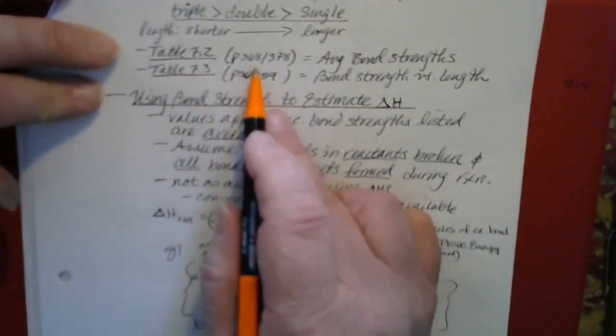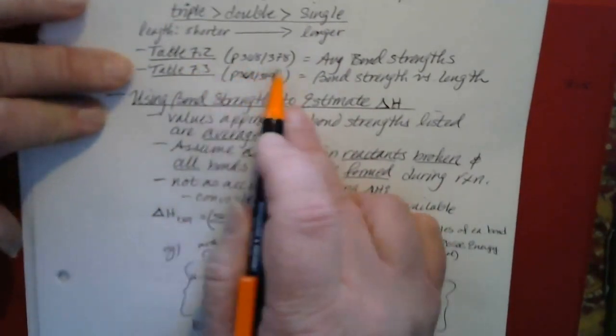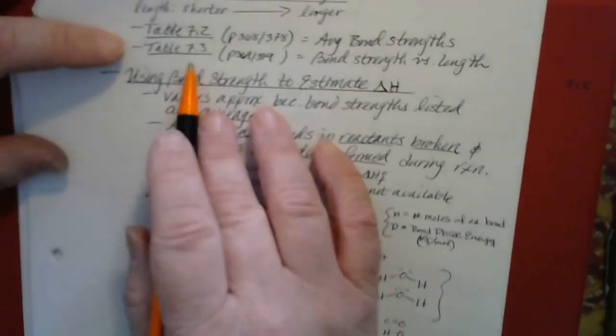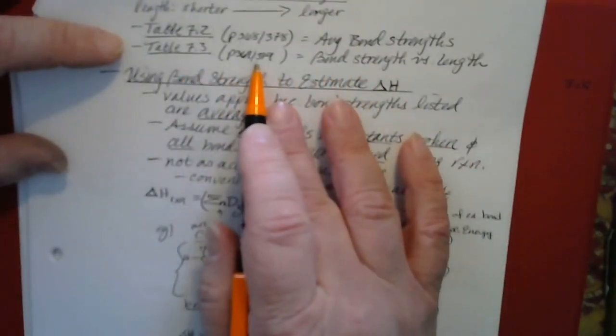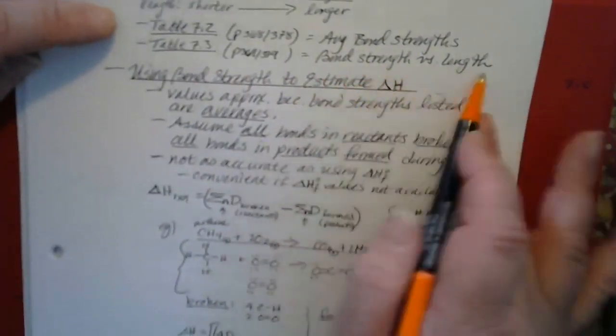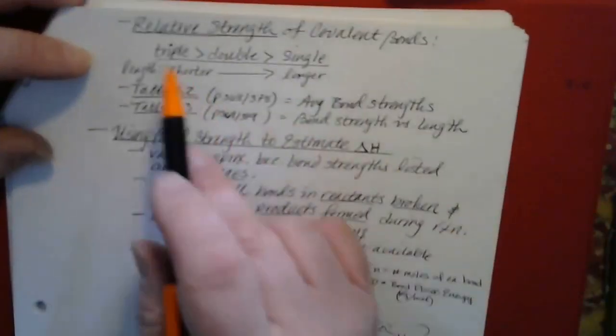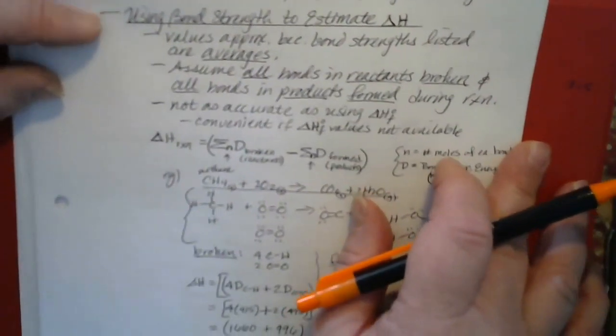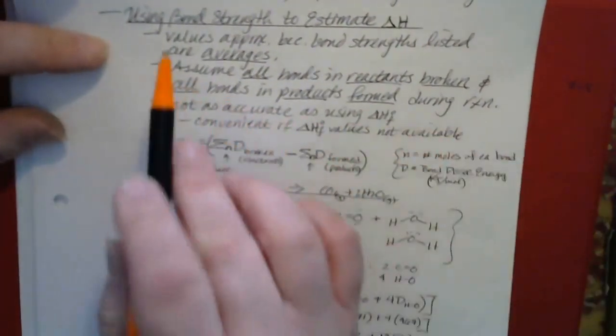There's a table on page 368, 378 that gives you average bond strengths, and you can use that table for looking up the numbers when you encounter homework problems that involve finding enthalpies of reactions from bond dissociation energies. And the table after that on page 369 or 379 gives bond strength versus the length, and it puts actual numbers on them. I've shown you the trends up here, but the table gives actual numbers, if you're interested in seeing exactly how much it changes.